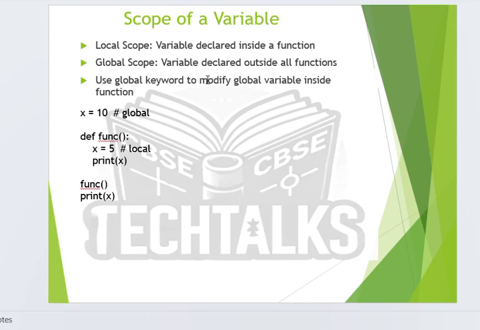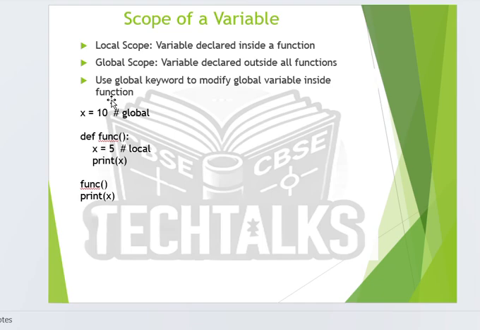A variable can have local scope or global scope. Local scope is the scope inside the function, while global scope is everywhere, even outside, a variable declared outside all the functions and even inside also. If there is ambiguity, meaning there is a local variable as well as a global variable with the same name, and you want to prefer the global variable, you have to use a keyword known as global to modify the global variable inside the function.